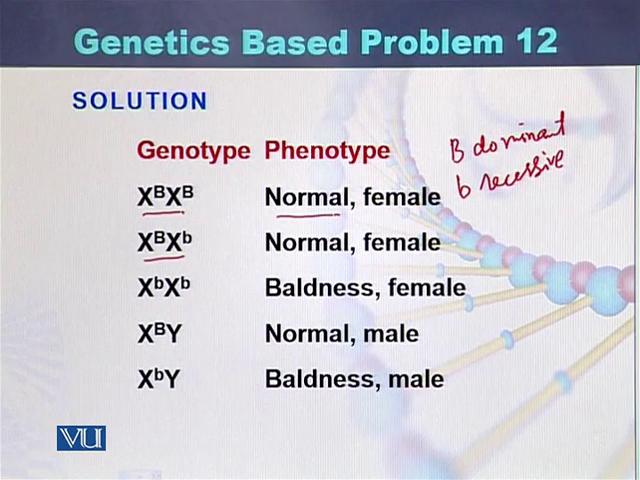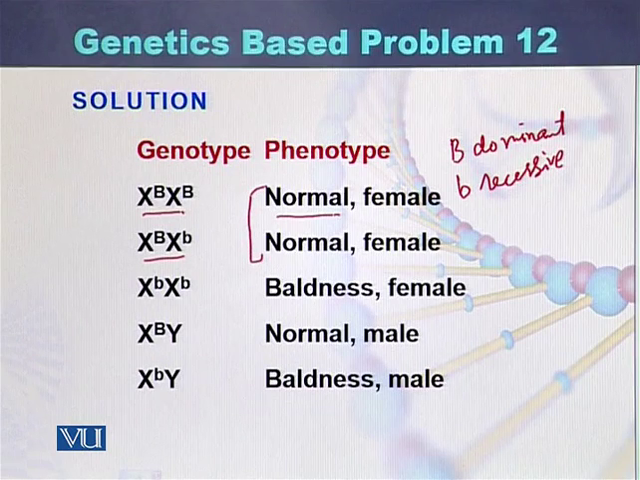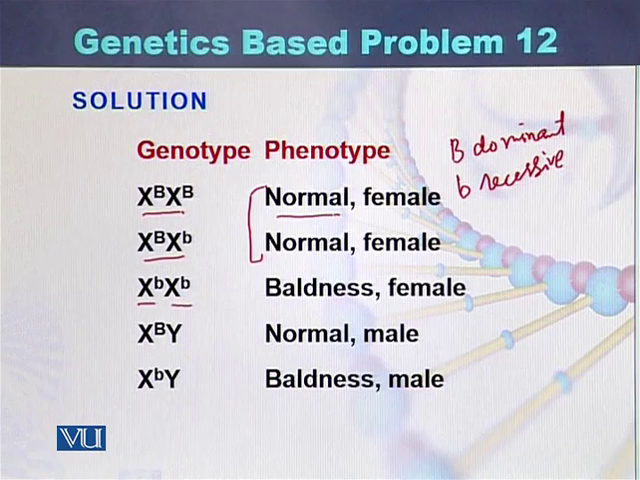On the other hand, she can have one dominant allele and one recessive allele. So she can have both X chromosomes with dominant alleles, or one X with a dominant allele and one with a recessive allele. In both cases, the female would be normal. While if she has a recessive allele on one X chromosome and a recessive allele on the other X chromosome, then she would have baldness.